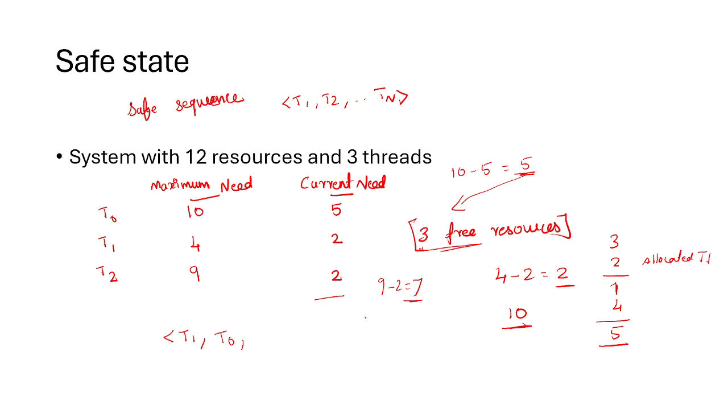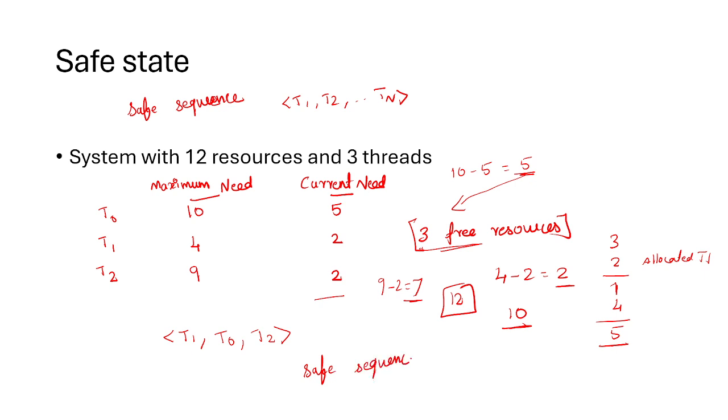The now uncompleted thread is T2. The need of T2 is 7. So from the 10 we can allocate 7 resources. So T2 can start its execution and complete. After T2 completes, it releases that 7 plus its 2. So totally we have 12 resources. Okay, so this is the safe sequence for this.